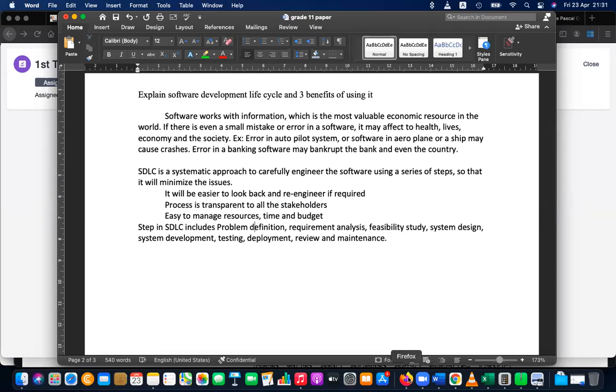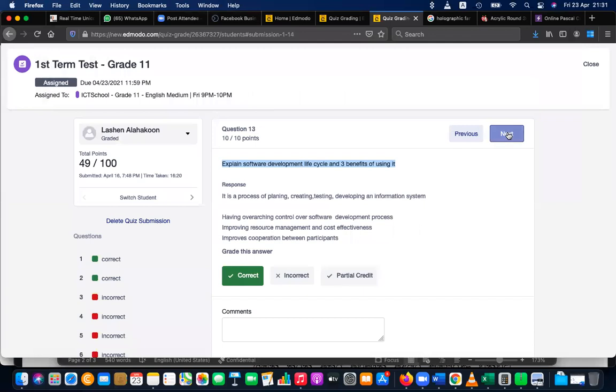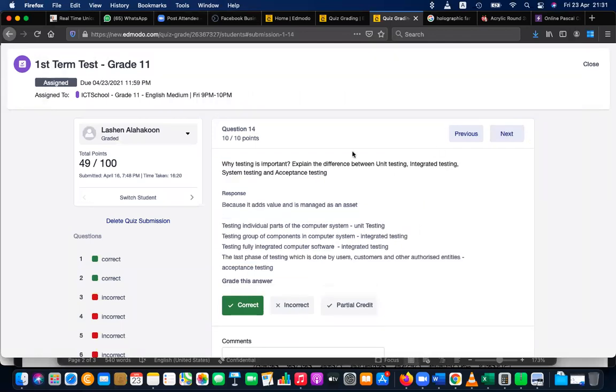Okay, let's go to the next question. It says, why is testing important? Explain the difference between unit testing, integrated testing, system testing, and acceptance testing.